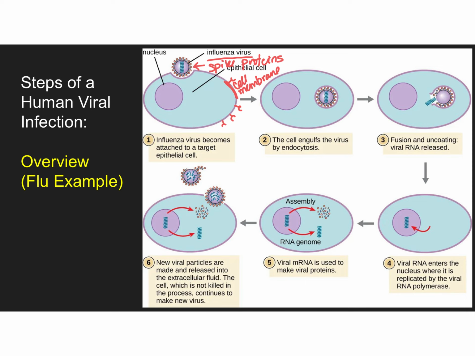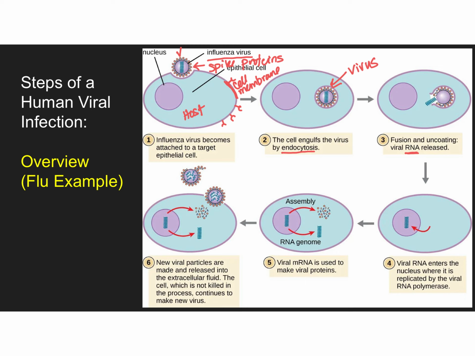After that happens, the host cell, so remember this is the host here, and this is the virus here, is going to engulf the virus by endocytosis. And so now this virus is inside a vesicle inside the cell. Once it's inside the host cell, it is going to essentially release its genome. So it's going to release its RNA into the host cell.